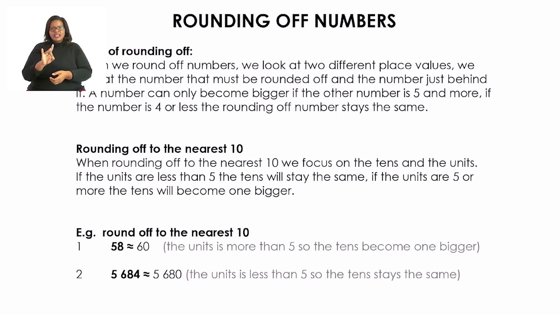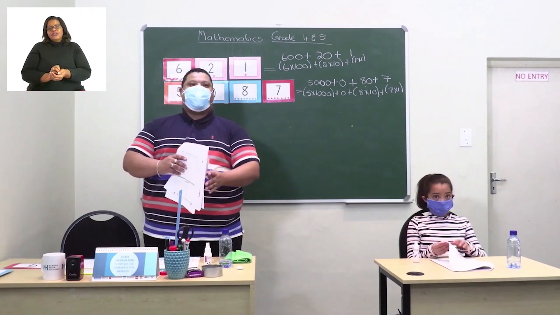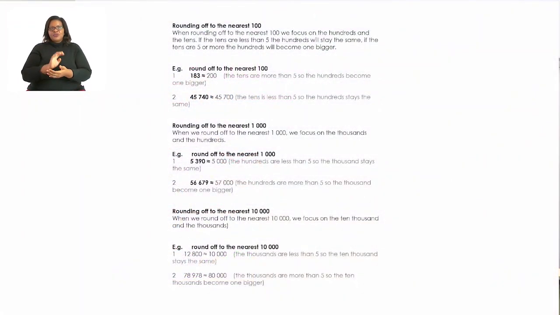Example 2, 5,684 rounded off to the nearest 10. We first need to find the number in the tens place, that is the 8. So we will focus on the 8 and we will focus on the 4. Then we read in brackets, the unit is less than 5, so the 10 stays the same, meaning the unit cannot change the 8. So the 8 will stay the same, and 5,684 rounded off to the nearest 10 becomes 5,680. Now we turn to page 24 of our book. My friend is also turning her page.